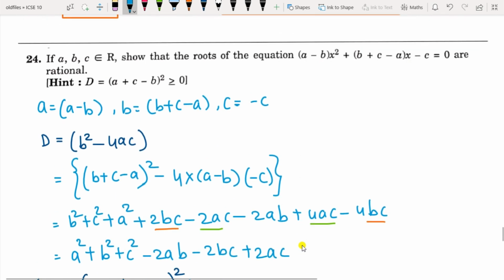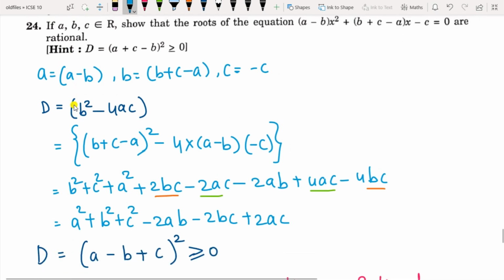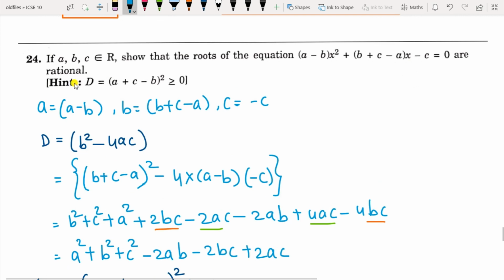Question 24 here is, a, b, c belongs to real numbers. Show that the roots of the equation, this equation, are rational. So when we have to prove that it is rational, you should get a positive number. Or equal to 0 it should be. So here from the equation a is minus a minus b, b is b plus c minus a, and c is minus c. Substitute in the equation D equal to b square minus 4ac.